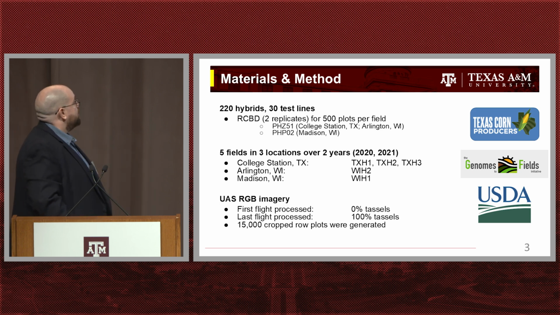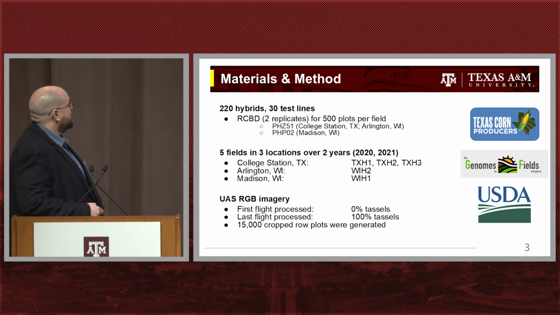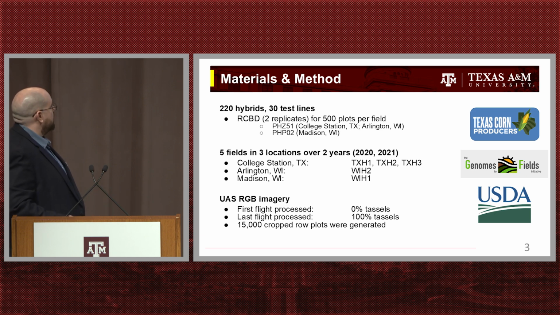The important aspects of this data set is we've got two different parents that are used at several different locations. In College Station and Arlington, we have the same. In Madison, we have a different one. In our 5 fields, the 3 fields in Texas each had different management conditions, whether they were optimally planting as far as date, whether they were irrigated or dry land. And then we've got 2 other optimal locations.